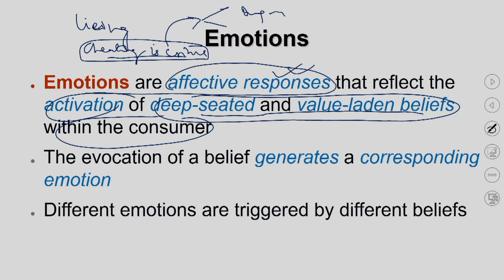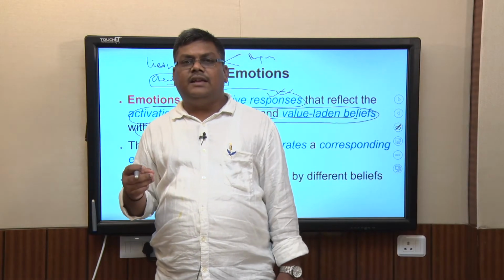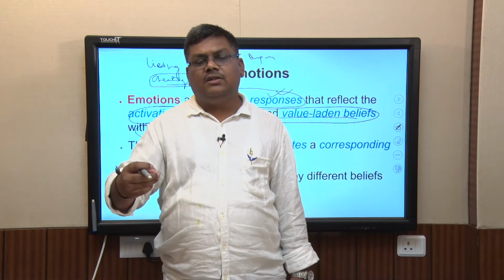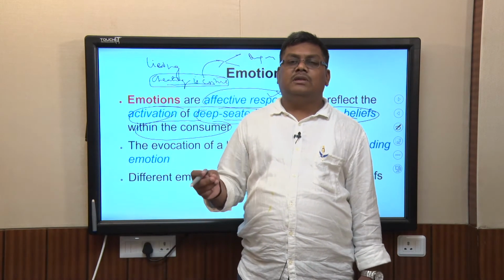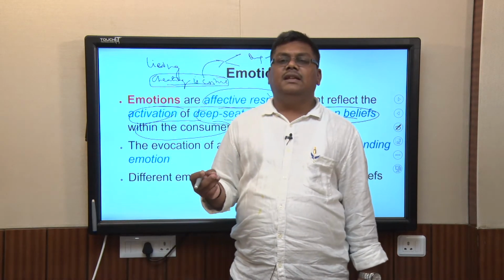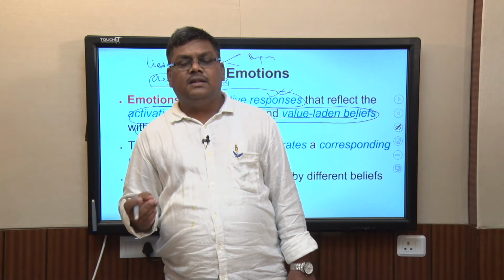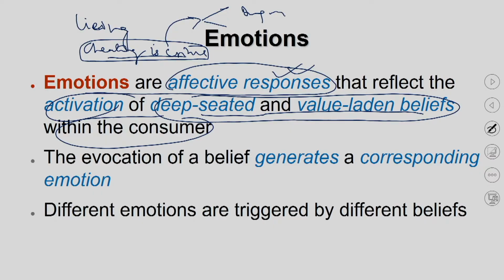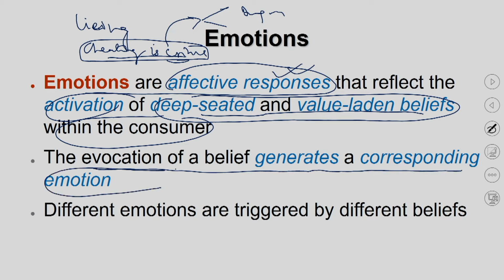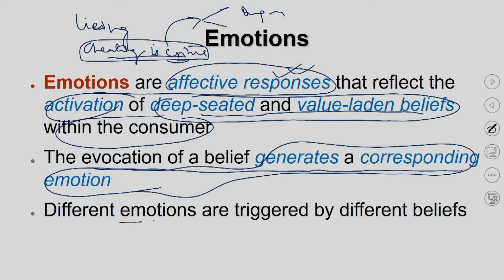So, if you are cheated and you believe that cheating is crime, you feel angry, you feel aggressive towards that person. But if you see someone cheating for surviving, let us say a small boy who is a beggar cheats someone, gets some money and eats food out of it for his prime survival, sympathy is the emotion that you feel out of it. So, the belief is cheating is crime, but the emotion that is generated out of it can be different. So, the evocation of a belief generates a corresponding emotion. This belief that cheating is crime leads to different kinds of emotions, and depending on different situations, these emotions will be different. Different emotions are triggered by different beliefs, and that is what we have been saying.